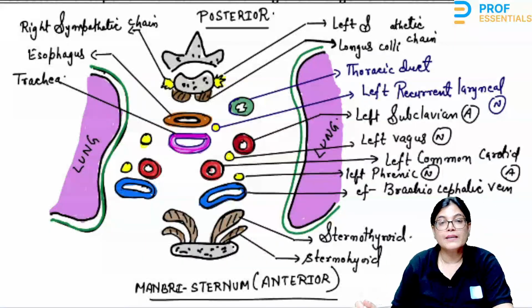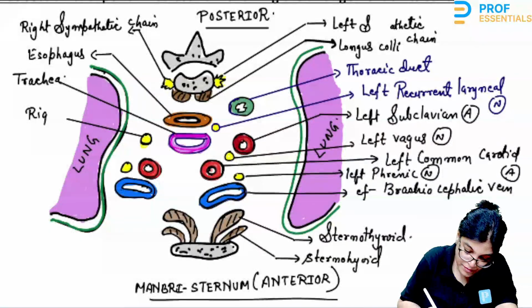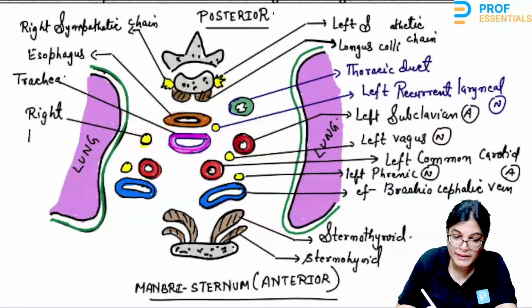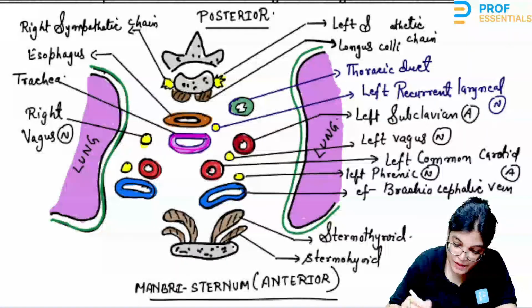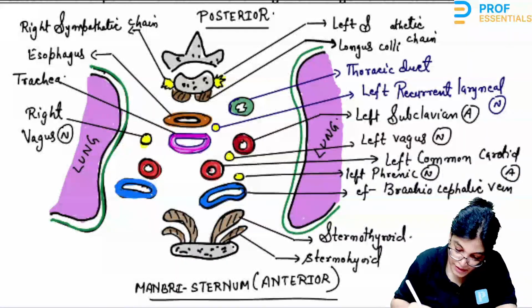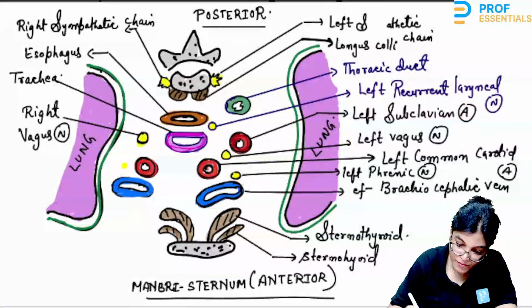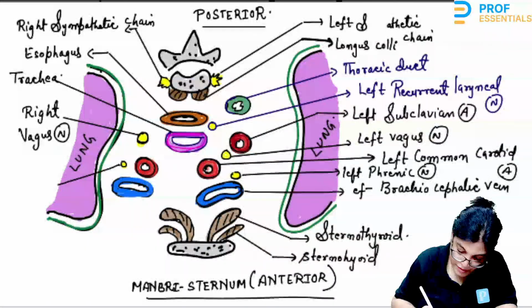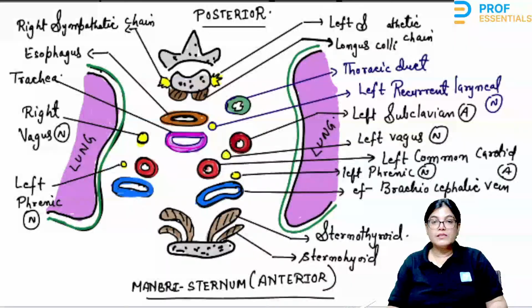Okay, on the right hand side we will have right phrenic nerve and we will have right vagus nerve. So this is right phrenic nerve. This is right vagus nerve and this is the right phrenic nerve. So phrenic nerve with a small dot is okay now. This is the phrenic nerve. Okay, so all the structures have been labeled.